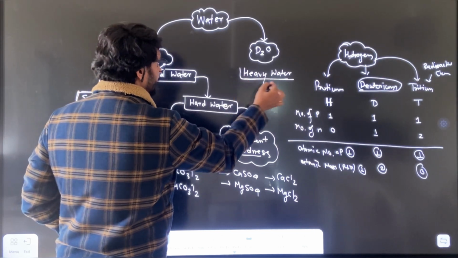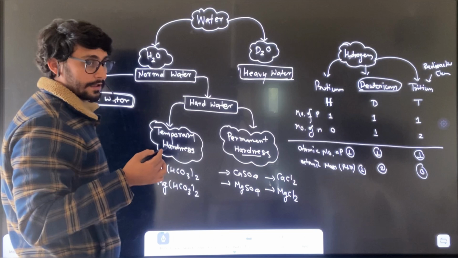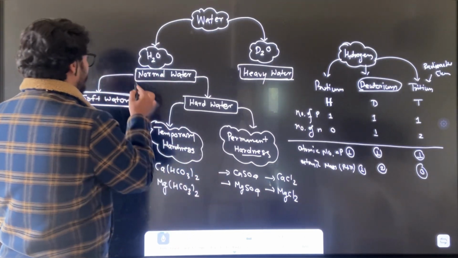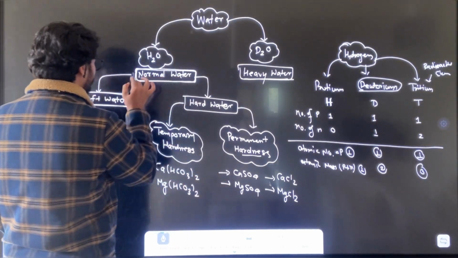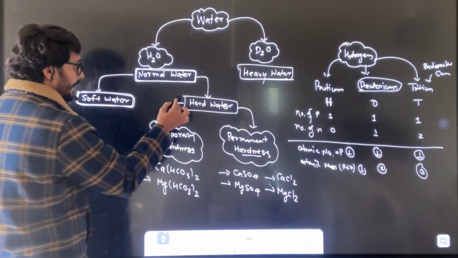That's why this type of water is known as heavy water, because the mass of deuterium as compared to protium is twice. And normal water is also classified into two types on the basis of the salts dissolved in it, that is soft water and hard water.